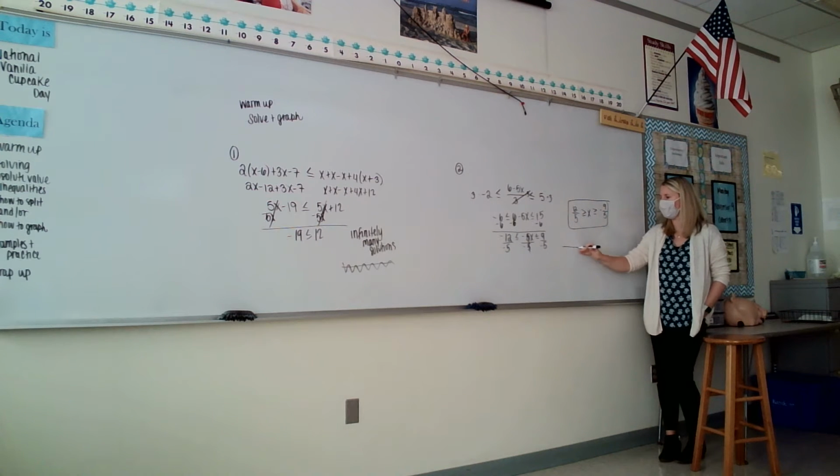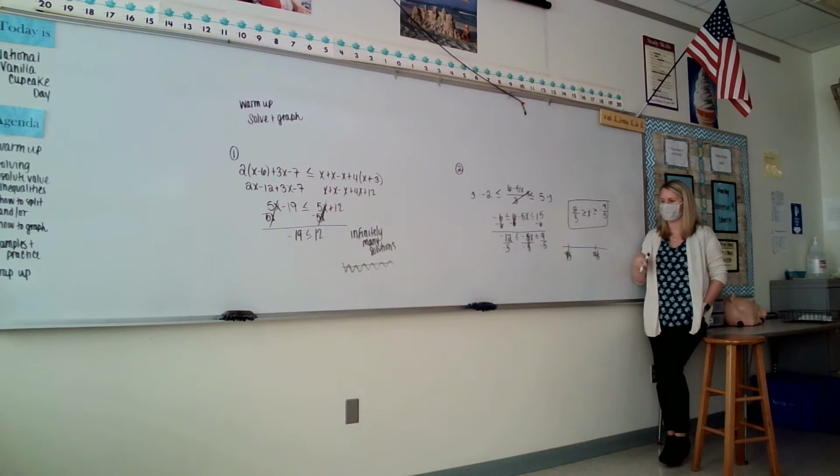Your graph doesn't have to be fancy. Literally, I would put 12 fifths here. And if it's negative, it would be over here, negative 9 fifths. If you want to do all the in-between, go for it, but I don't care too much about that. Read from the x.